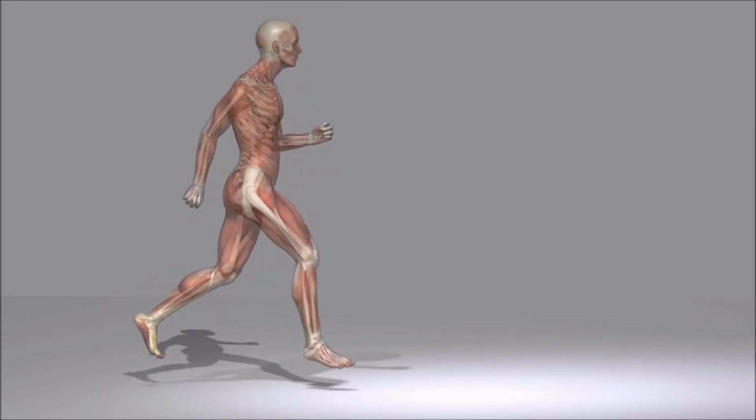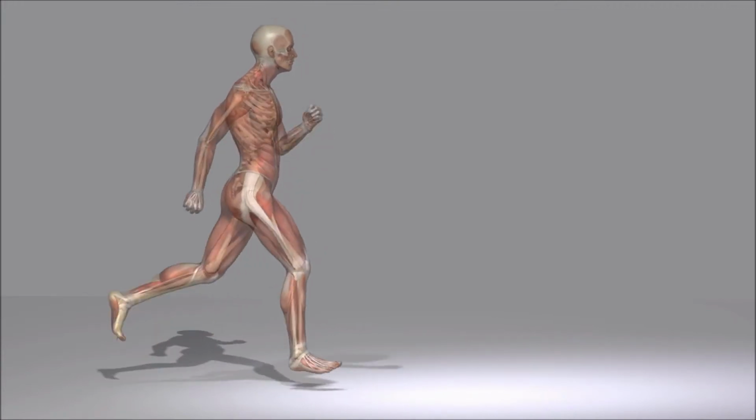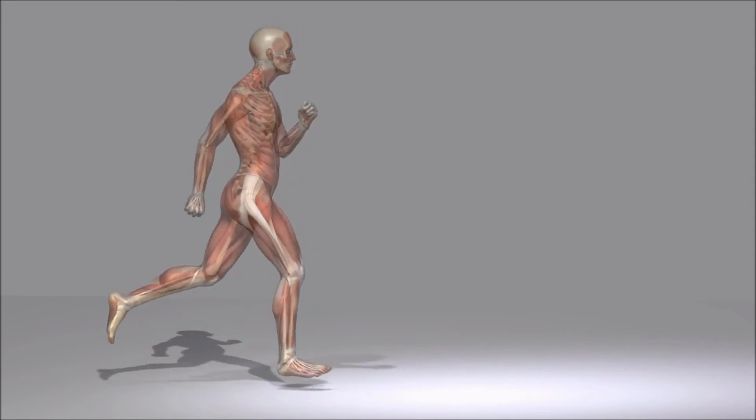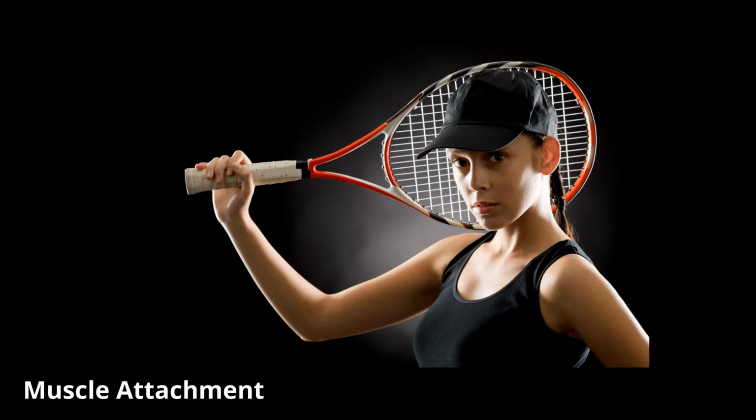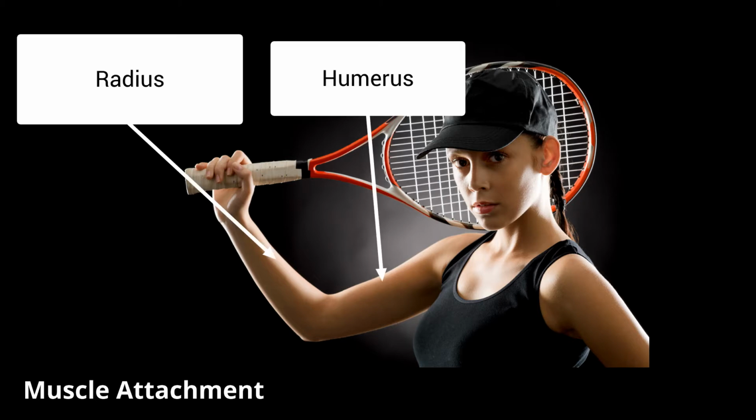The second function of the skeletal system is muscle attachment. Bones give a surface for muscles to attach to, and without this, muscles would not be able to do their job of creating movement. For example, the bicep muscle in the arm is important for playing a forehand shot in tennis. The bicep can only do its job due to its attachment to the humerus and radius bones of the arm.